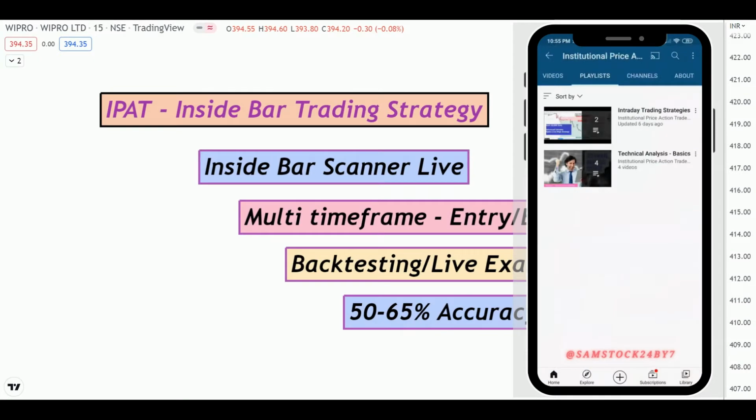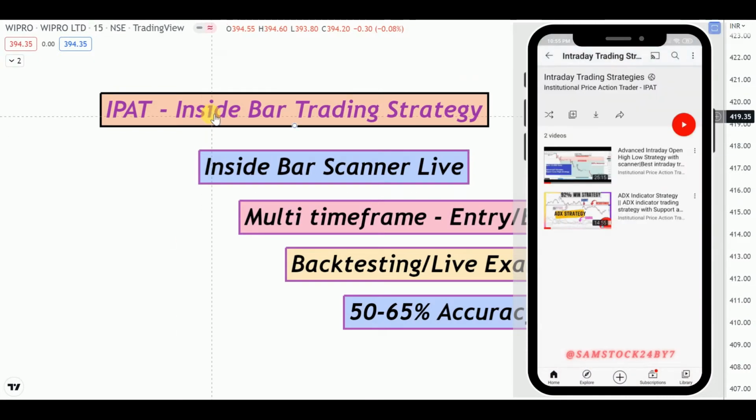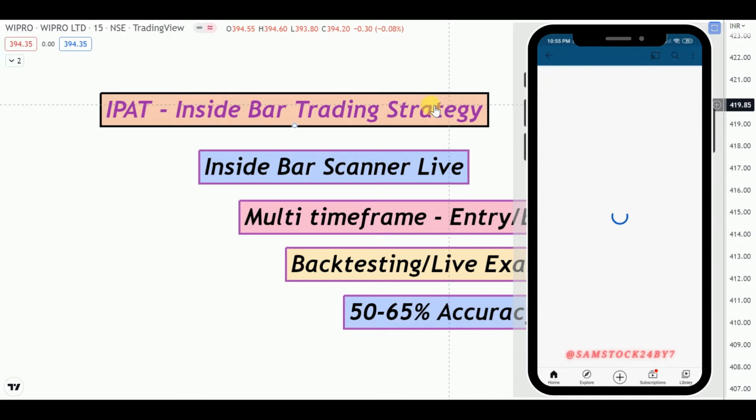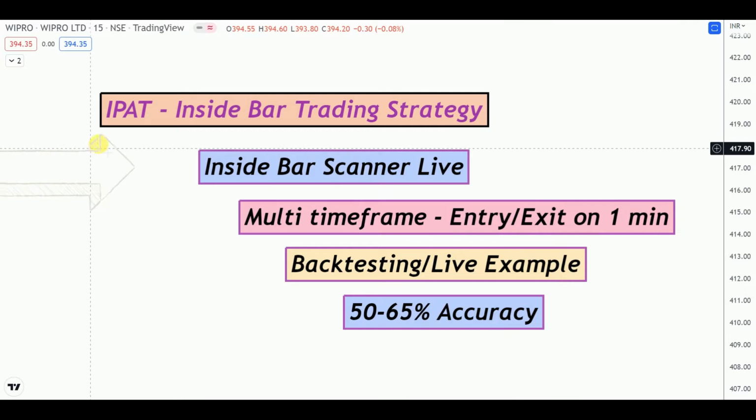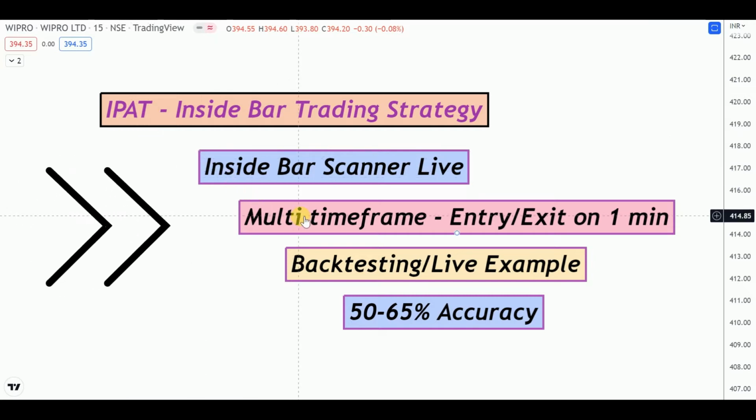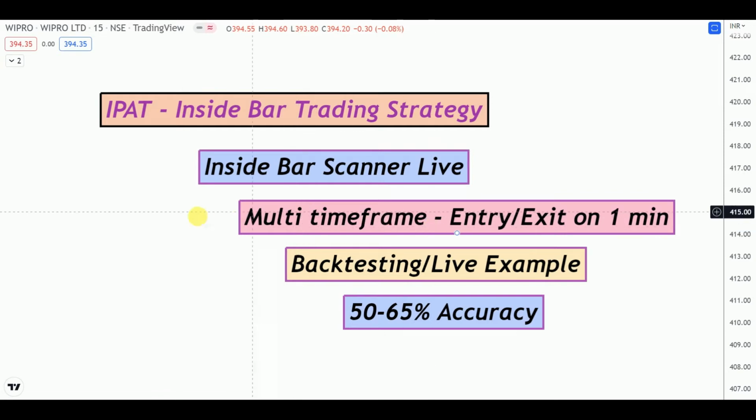Today we are going to see one more intraday strategy, which is called the Inside Bar Trading Strategy. We are also going to look at the elements of this strategy, where we are going to use one live scanner to identify the inside bar. We are also going to use multiple time frame analysis to help us to exit and enter on the 1 minute time frame. We are also going to see some of the backtesting or live examples, and we will draw out the conclusion that this strategy will have 50 to 65% accuracy.